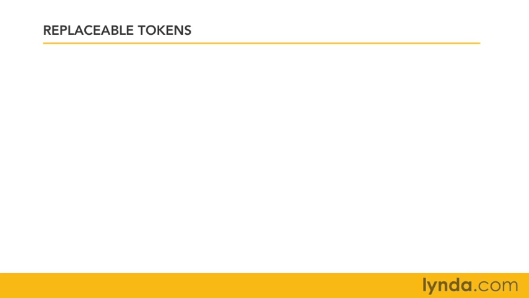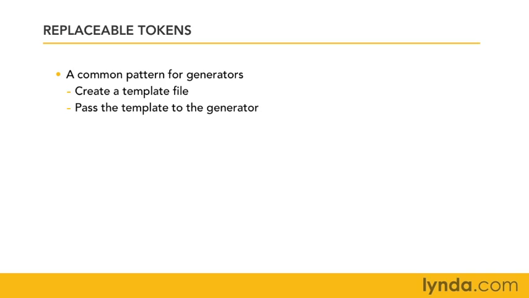The most common pattern I see for code generators is the following. You create a template file which contains portions of your code. The template file also contains tokens. You take your template file and you pass the template file to a generator. Optionally, you pass other external parameters to the generator, say a database connection string.